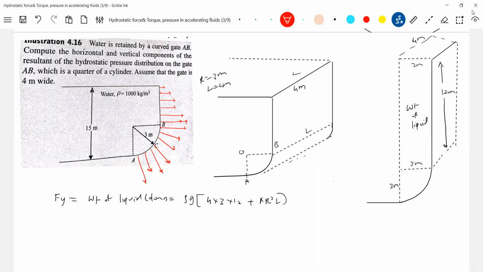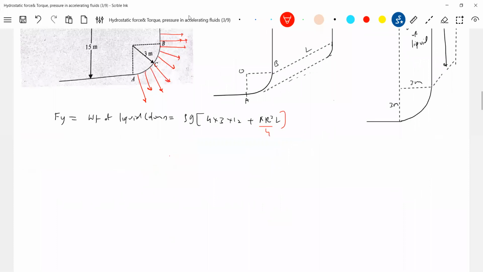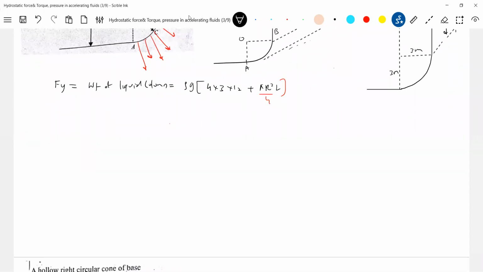Sir, it is 1 by 3 pi r square L? No, 1 by 4, for a quarter circle, so write that. Yes, okay. And now, what about the x component of the force? We should go for the projection. If you project the vertical surface, up to here it is 12 meter, and this is 3 meter.